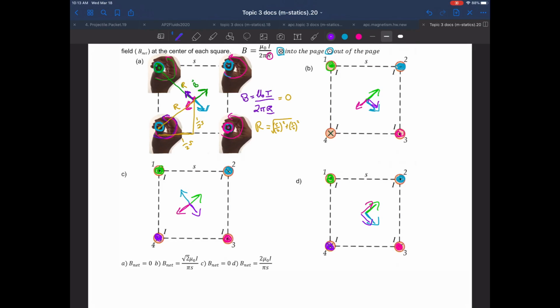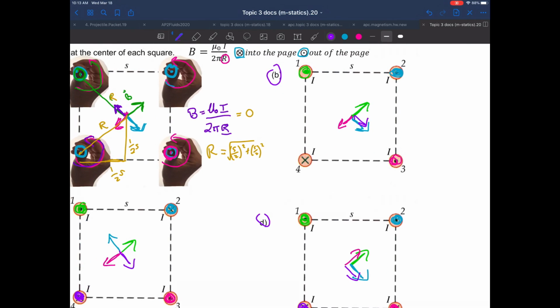Okay, so now that we've drawn in our vectors, only 2 of these are actually going to have any values. So let's focus on B and D. The other 2 just cancel out to be 0. So in location B, you realize that the green and the pink vector will cancel, and the blue and the purple vectors are going to add together.